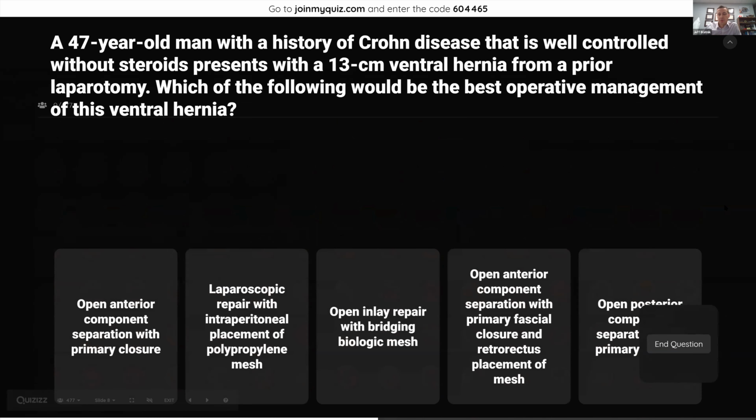Question number 7: a 47-year-old man with a history of Crohn's disease that is well controlled without steroids presents with a 13-centimeter ventral hernia from a prior laparotomy. Which of the following would be the best operative management of this ventral hernia? A, open anterior component separation with primary fascial closure. B, laparoscopic repair with intraperitoneal placement of polypropylene mesh. C, open inlay repair with bridging biologic mesh. D, open anterior component separation with primary fascial closure and retrorectus placement of mesh. Or E, open posterior component separation with primary closure.